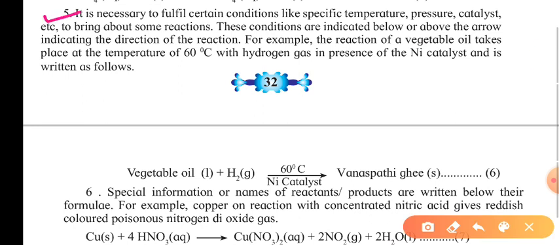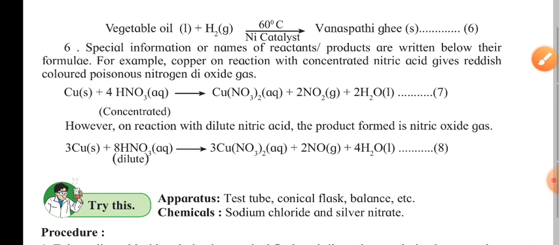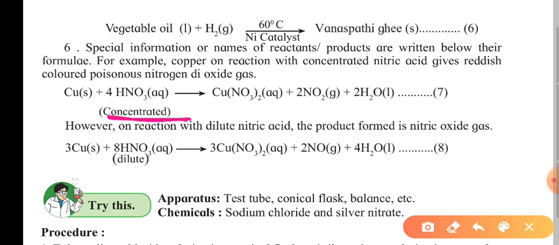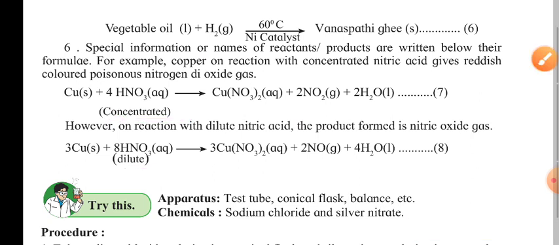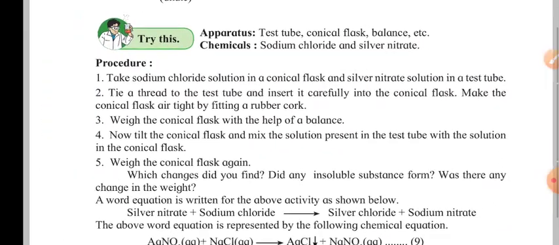Next, it is necessary to fulfill certain conditions like specific temperature, pressure, catalyst, which I already told you, etc., to bring about some reactions. These conditions are indicated below or above the arrow. Here they have given the example of 60 degrees Celsius with nickel as a catalyst required in this particular reaction. Without that, this reaction will not take place. Further, special information about the names of reactants or products is written below their formula. For example, copper on reaction with concentrated nitric acid gives reddish colored poisonous nitrogen dioxide gas. So that should be written properly: here they have written that concentrated HNO3 is required, and in the same way dilute HNO3 is required when it reacts with copper. So these kinds of conditions should be mentioned properly in chemical reactions.